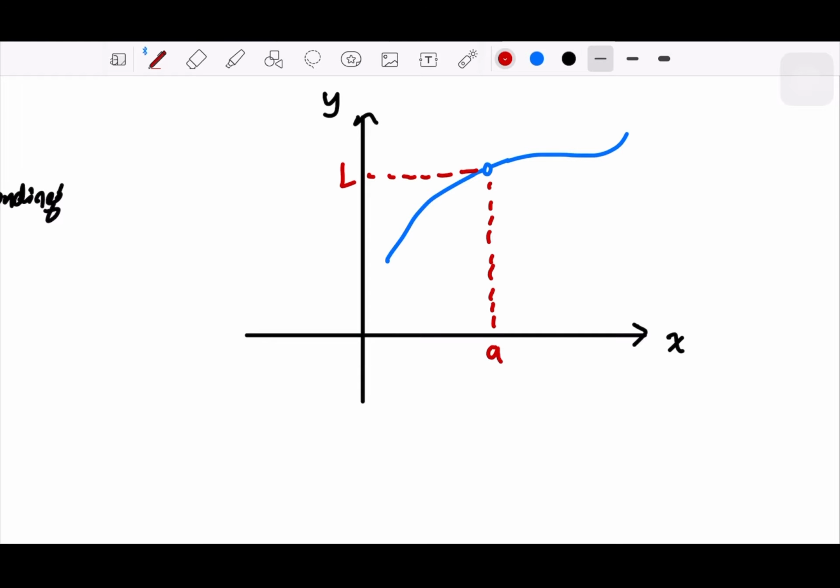Okay, we say that the function at x equals a is undefined, right? Because there is a discontinuity. But we can say the limit exists, right? Because we can go from the left and go from the right.